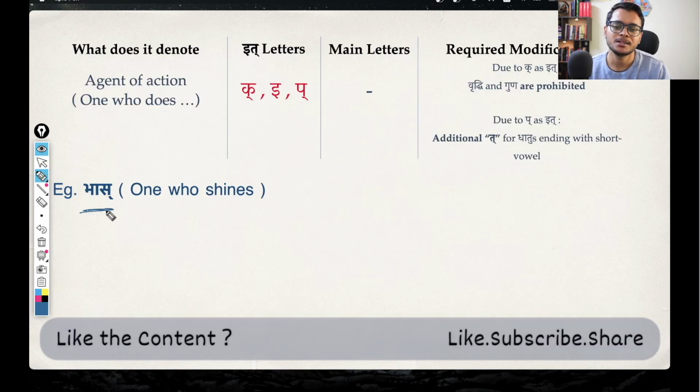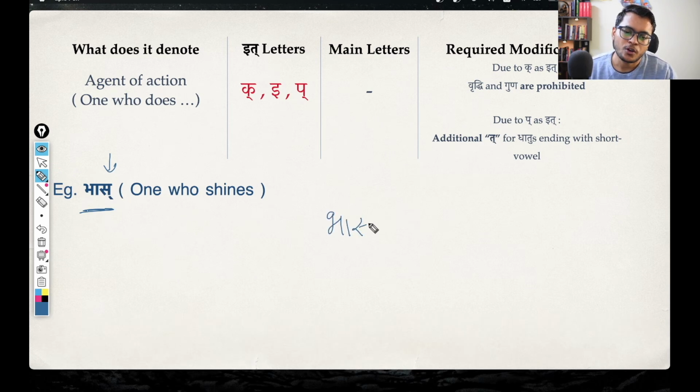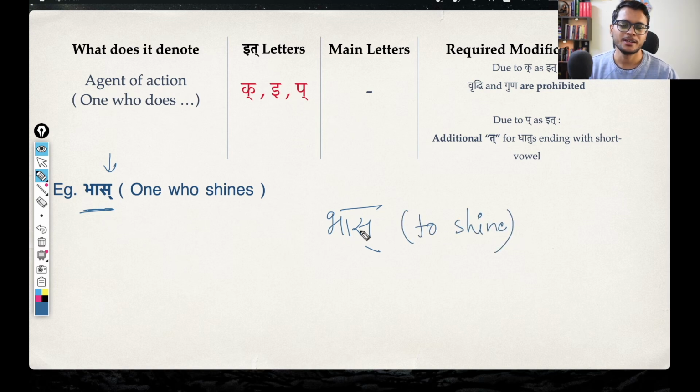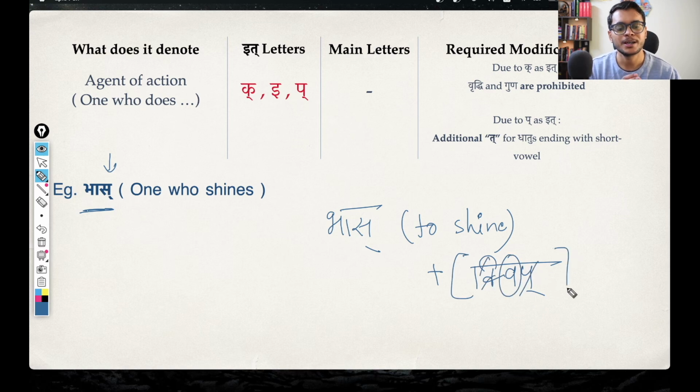So bhas, this is the pratipadika. This is a sakarant pratipadika ending with a sa. And this pratipadika means one who shines. Why? Because the dhatu from which this is coming, bhas, means to shine. And if I modify this dhatu using the quip pratyaya, since we know that for this quip pratyaya all the letters are it letters, and this va also gets lopped, basically nothing attaches itself to the dhatu.